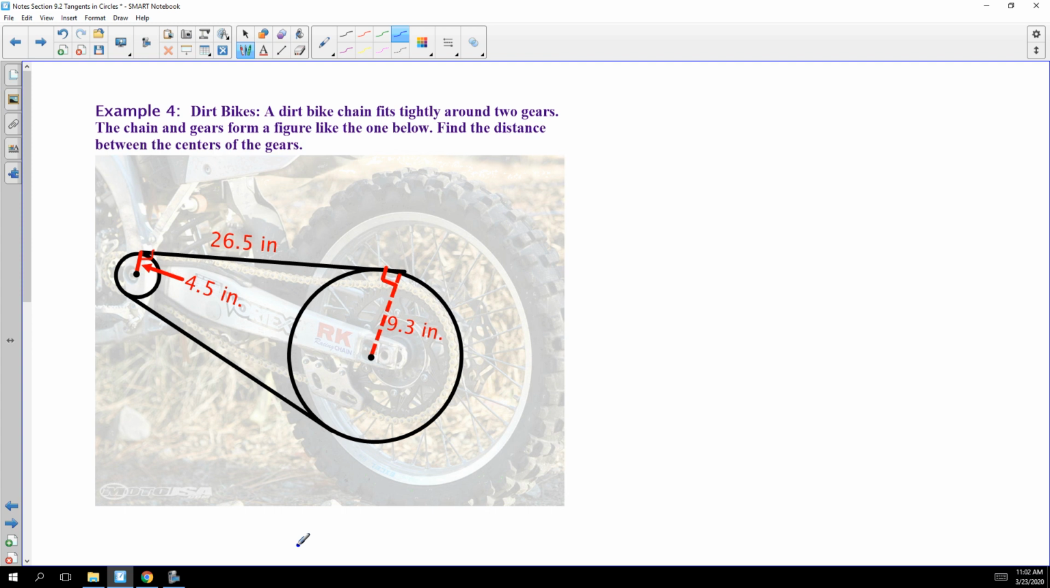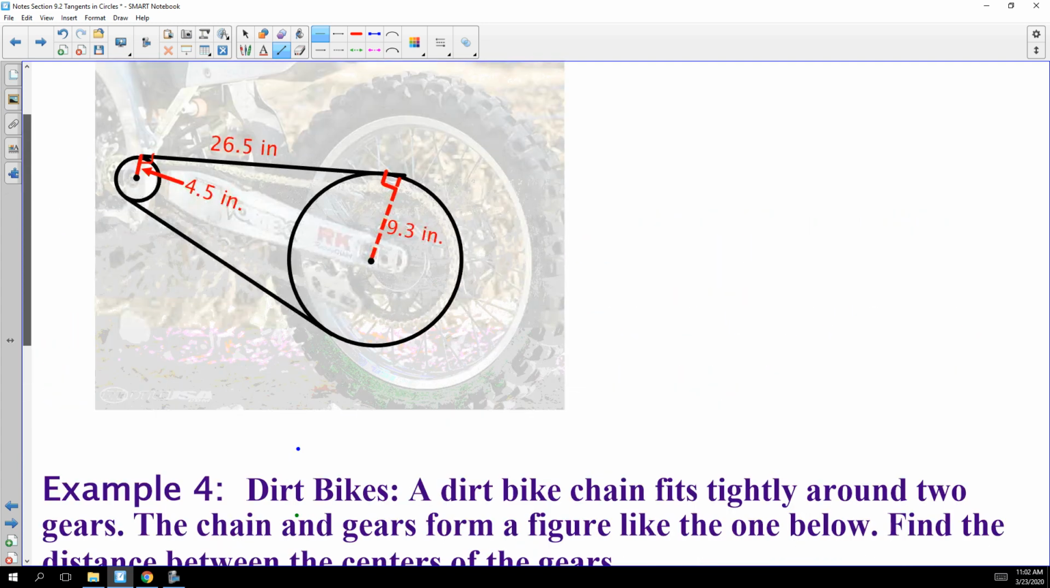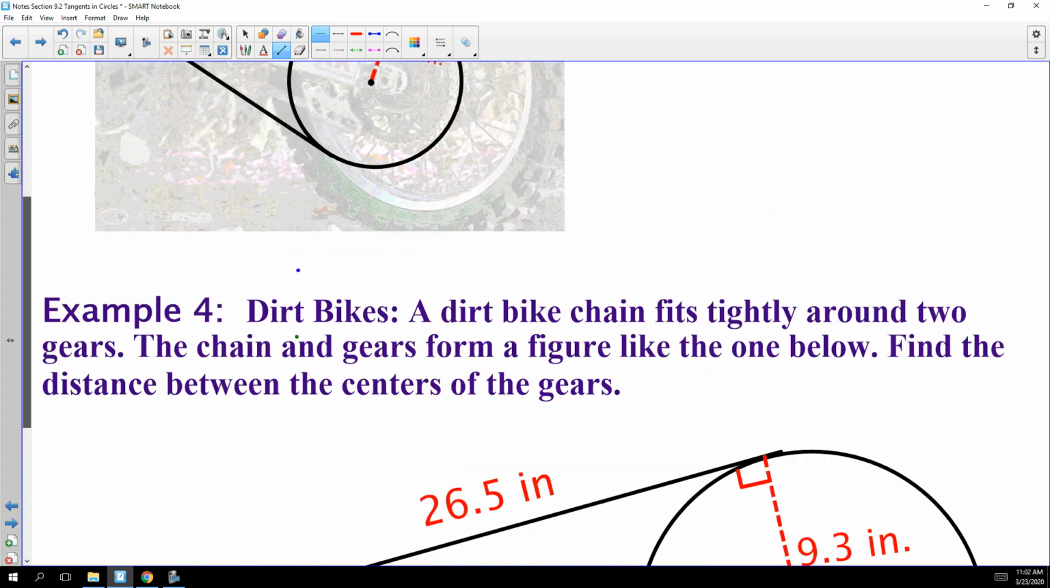You have two circles, right? And you have a chain in the picture. In the photograph, obviously, it's a little bit looser. It's shown as taut or very tight. We want to find the distance between the centers. So I'm going to show you what we're looking for, and then I've redrawn it down here to make it a little bit bigger. Looks to me like 26.5 and 4.